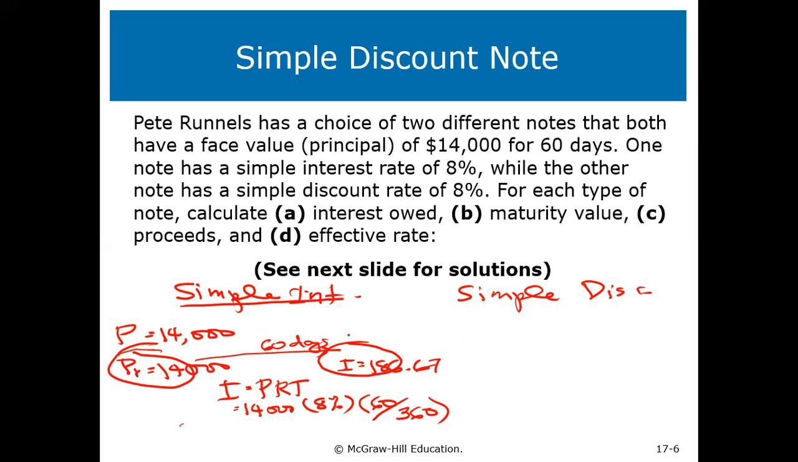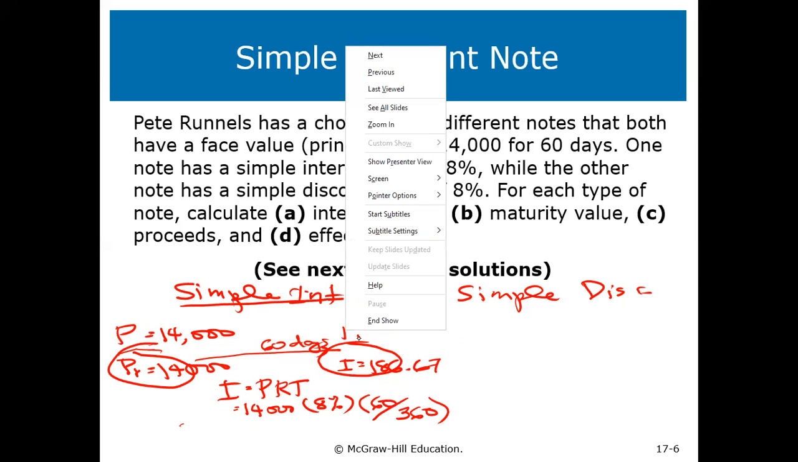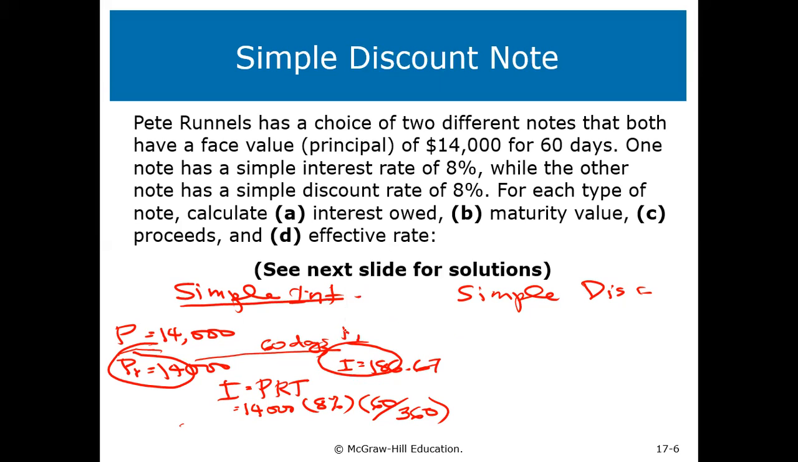So what will be our maturity value? 14,186.67. Yeah, correct. Thank you. Yan ang maturity value kasi sa maturity value idadagdag natin yung principal which is 14,000.